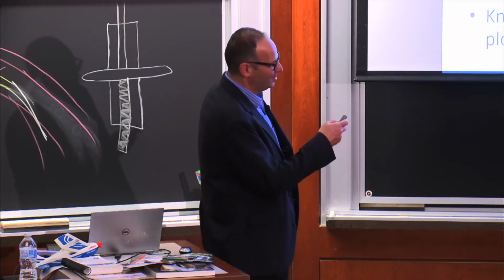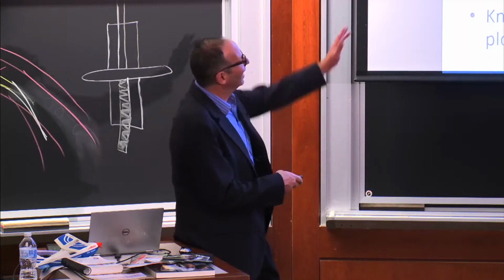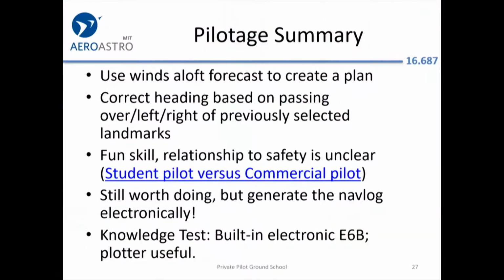What I would say is it's still worth doing, but I would say generate the nav log electronically. It's not really worth doing anymore, like the full pencil version. The knowledge test does have a built-in electronic E6B. The tests are not that demanding, except that you will need the plotter. So they'll give you a supplement with a bit of a chart, and you kind of need the plotter to figure out how far it is from place to place on the real test. That's if you want to get 100.